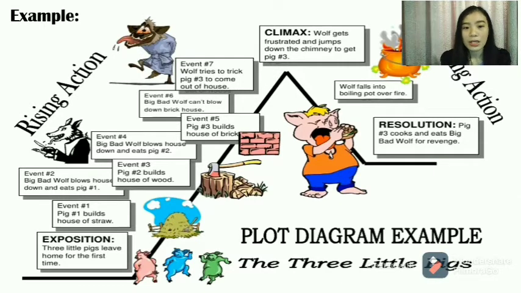So the climax here is when the wolf gets frustrated and jumps down the chimney to get to pig number 3. The falling action is that instead of falling under the chimney, he falls into a boiling pot of water. And the resolution here is that pig number 3 eats the big bad wolf. So you got it, guys? That is the plot of the story of the Three Little Pigs, when you sequence the events that happen inside the story.